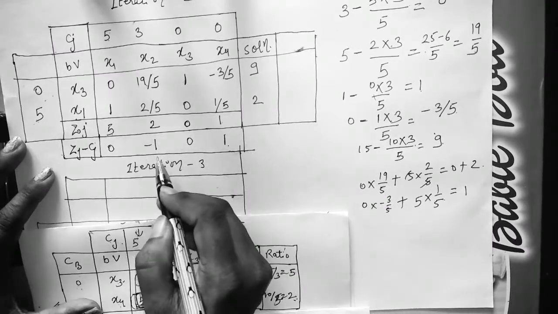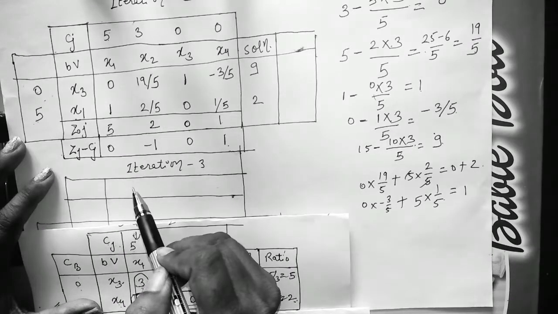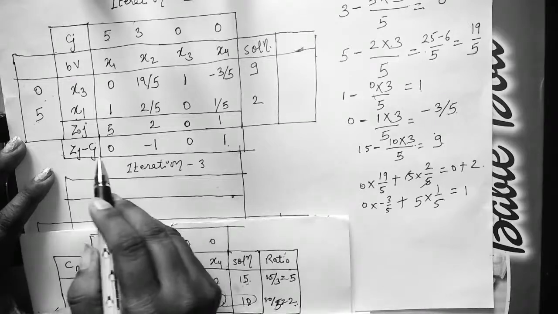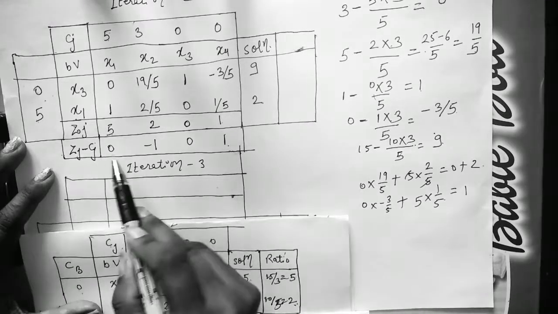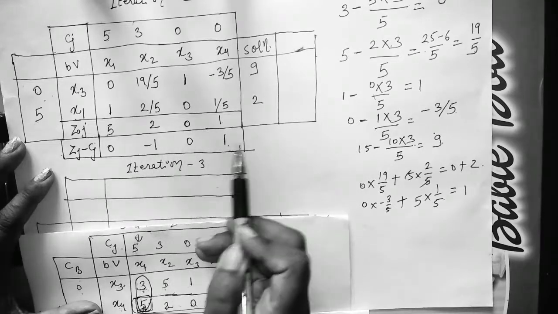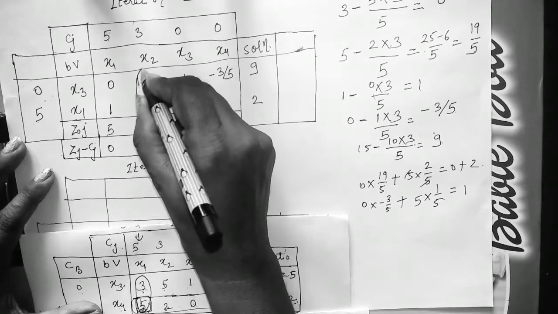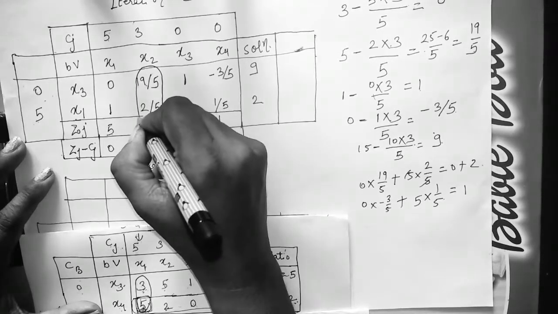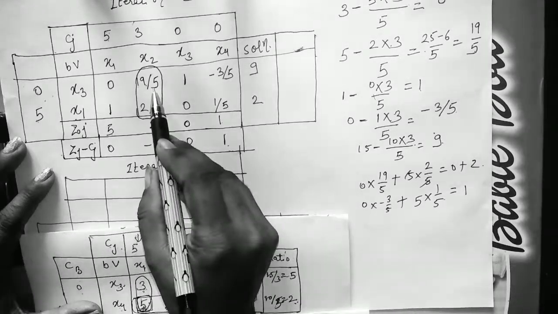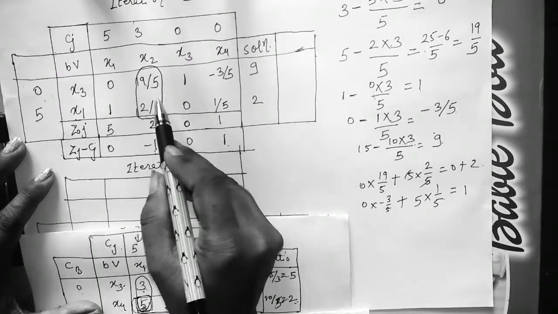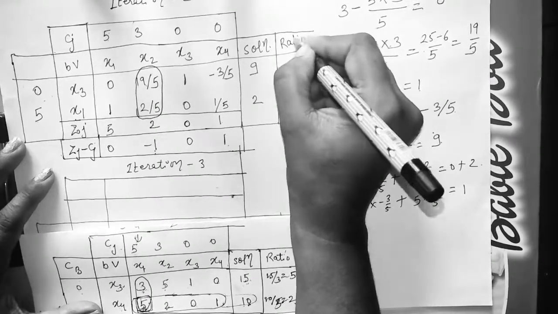Now for constructing the simplex table we have to find the key row, key element and key column. For finding the key column we will inspect this Zj minus Cj. The minimum value of Zj minus Cj, this minus 1, will be the key column, as this is the minimum value. Now we have to find the key row. For finding the key row we will calculate the ratio.